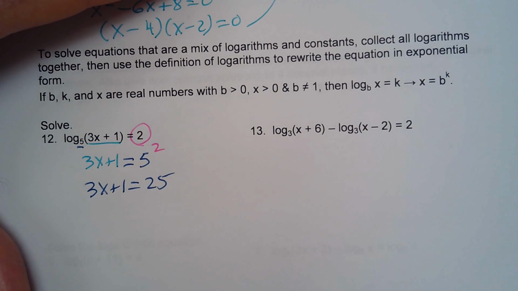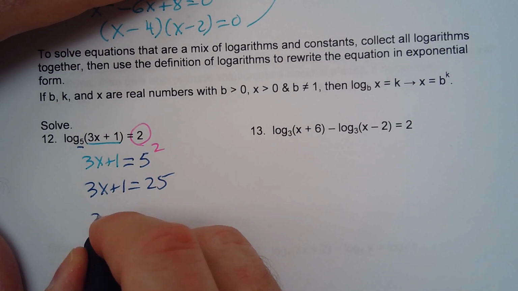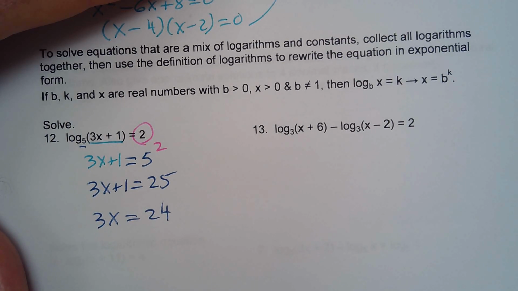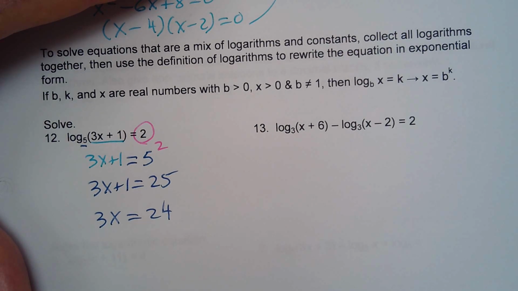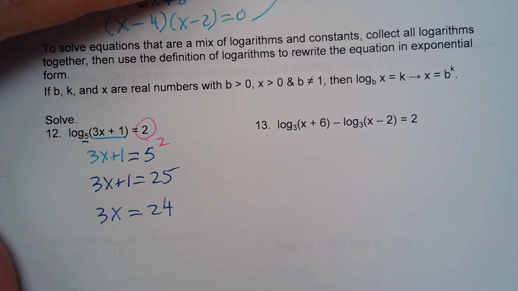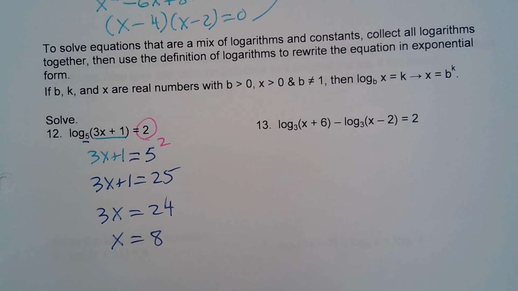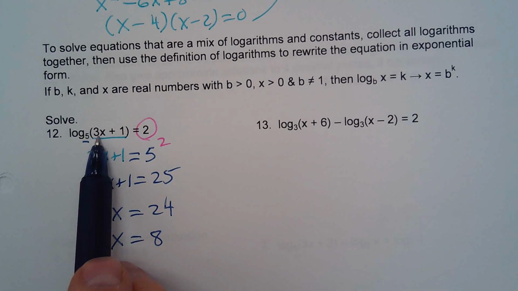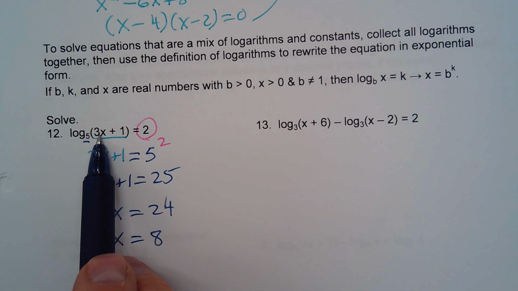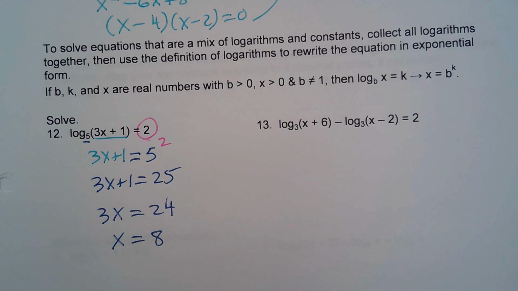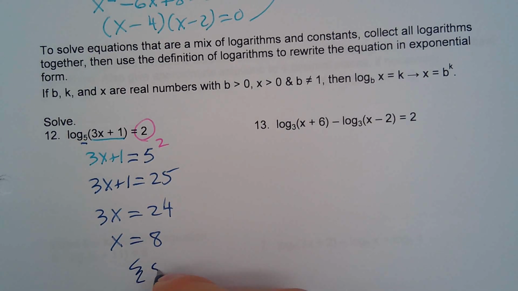I'm going to take away 1 from both sides. That would be 3x equals 24. And then we're going to divide both sides by 3. Gives me x equals 8. We have to check it. 3 times 8 is 24, plus 1 is 25. Log base 5 of 25 is going to give us 2, so it does check.